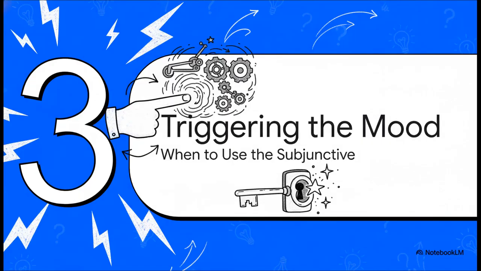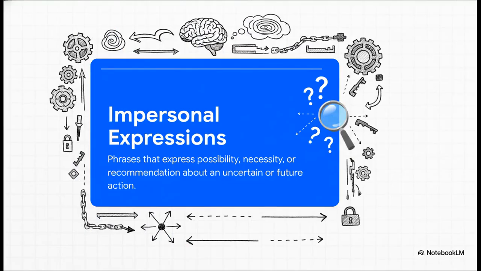Okay, so we know how to make the verb, but the million-dollar question is, when do you use it? This is where the real magic is. You don't just use the subjunctive whenever you want. You need a signal. You need a trigger. And the most common triggers are these things called impersonal expressions. The best way to think of them is like little flashing signs in a sentence that scream, hey, what's coming up is uncertain, so you gotta switch to the subjunctive mood. They're literally the key that unlocks this whole thing.